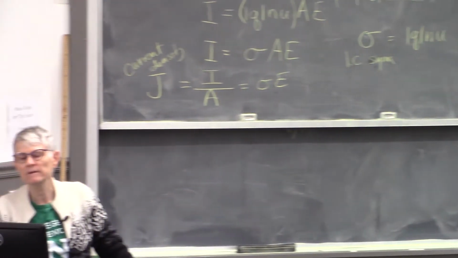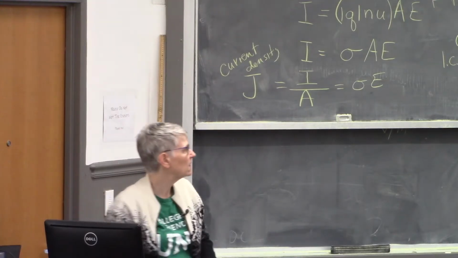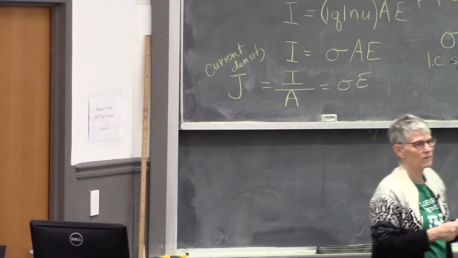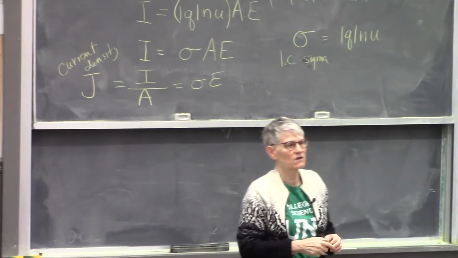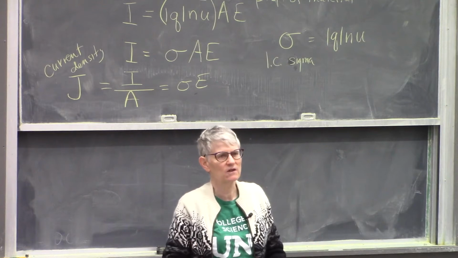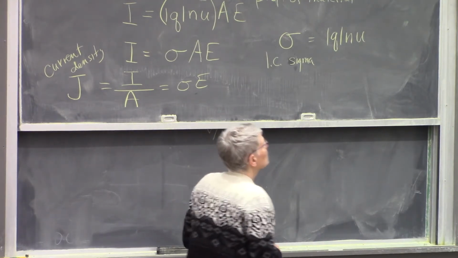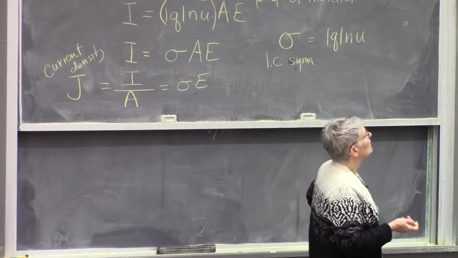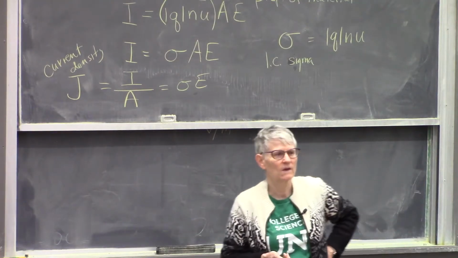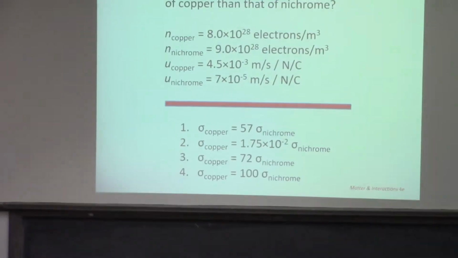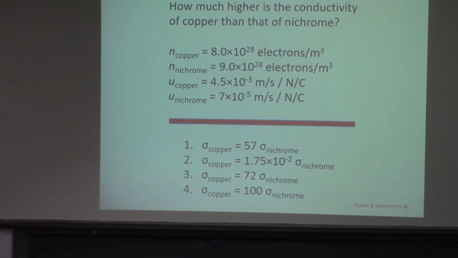Okay, an interesting question that we could ask: we've talked about nichrome, those bare metal wires you find in the electricity kits upstairs, being a much less good conductor than copper. So how much higher is the conductivity of copper than that of nichrome? We'd have to calculate the ratio. What did we just calculate? We calculated the conductivity of copper.